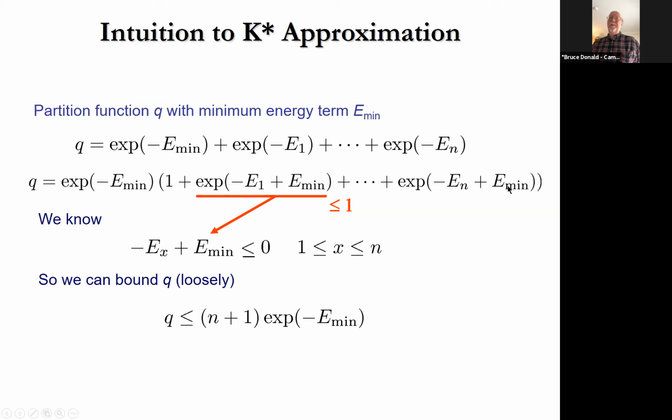So we've just rewritten this. All of a sudden, computer scientists get excited because we have our first bound, although it's very loose. We can bound Q roughly by the number of conformations times the exponential of the smallest one, because these are all less than 1. So we have a rough bound. How we could ever use such a thing is another question, but this is our start. So that's our first idea. Look, we can bound things.